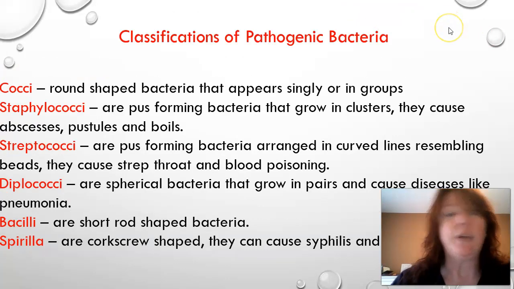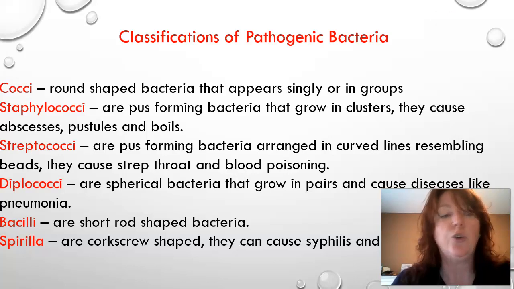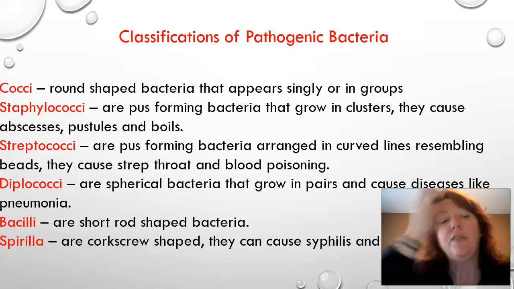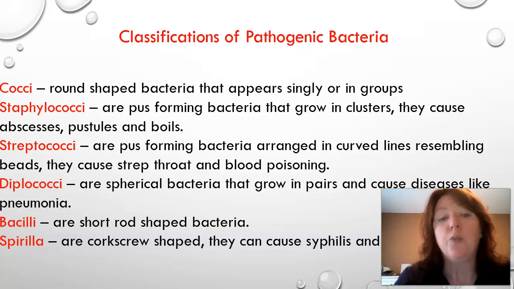Classifications of pathogenic bacteria. So there's cocci, the round-shaped bacteria that appears singly or in groups. Staphylococci are pus-forming bacteria that grow in clusters, and they cause abscesses, pustules, and boils. So if you've ever heard of people catching a staph infection, that's what that is. It's basically a pathogenic bacteria that gets into the skin through, who knows how. A lot of people get them in a hospital from having surgery or things like that.